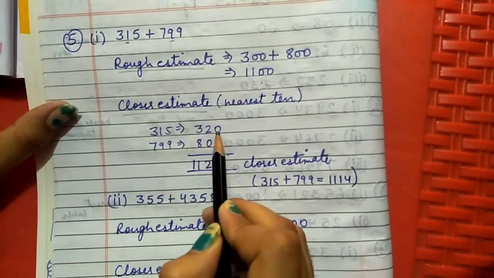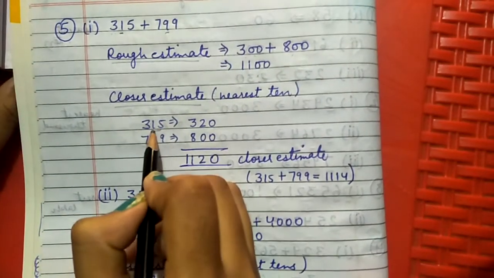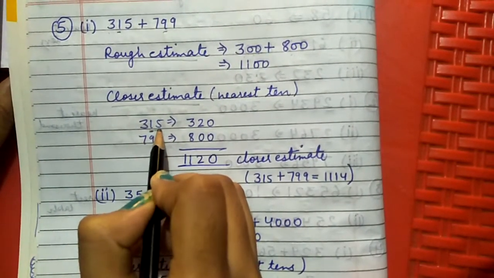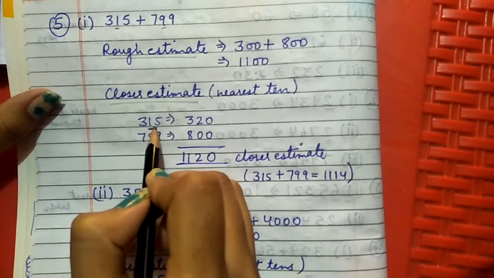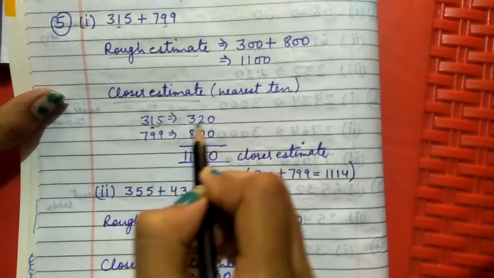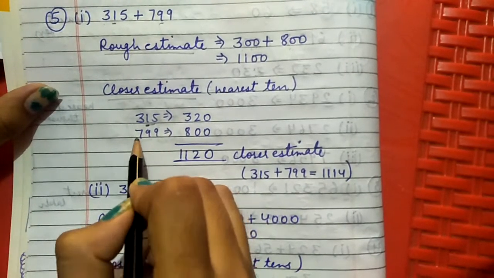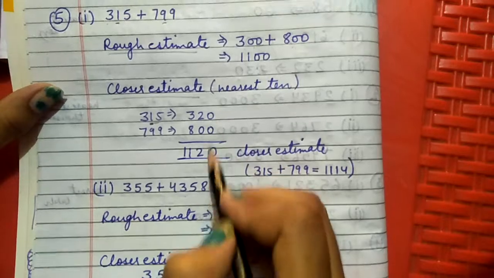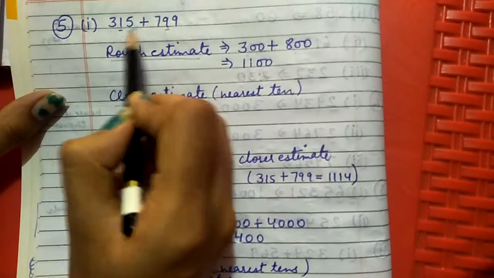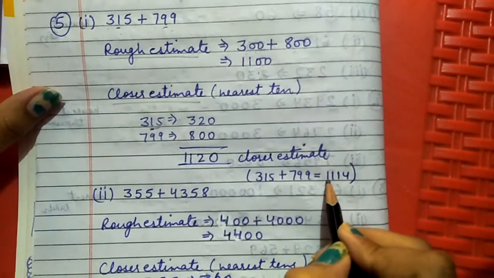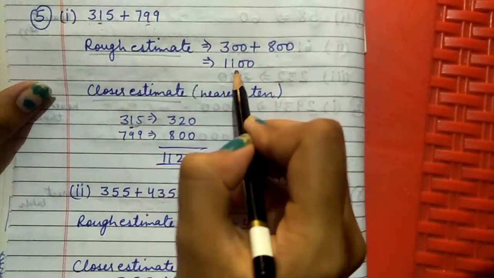In this it becomes 320 because the tens place is 1 and the digit after it is 5, so 5 changes the tens and it becomes 20. And this also you can see becomes 800 to the nearest ten. For the addition, this is 1120, and the actual sum of both the numbers is 1114. So you can see three types of answers in this.